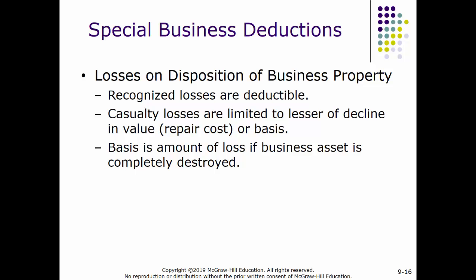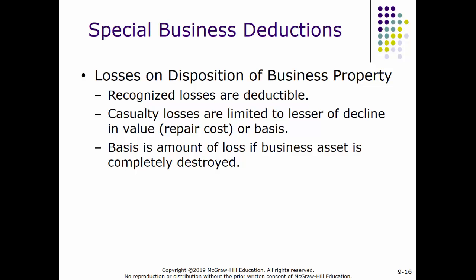There are losses allowed when a company disposes of business property. Recognized losses are deductible. And so one type of loss is casualty. A casualty loss is a sudden unexpected loss, such as from a hurricane, hailstorm, flood, theft, fire, etc. The loss is limited to the lower or the lesser of the decline in value or the basis, which is the amount that the business owner had invested in that asset.